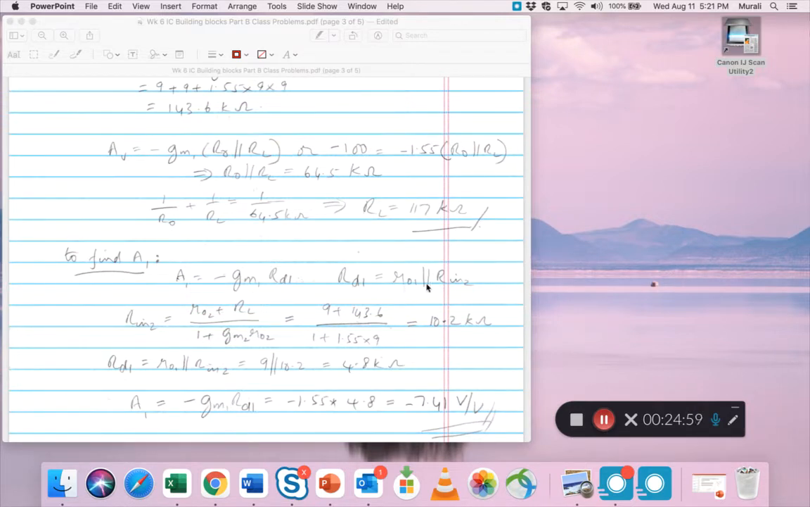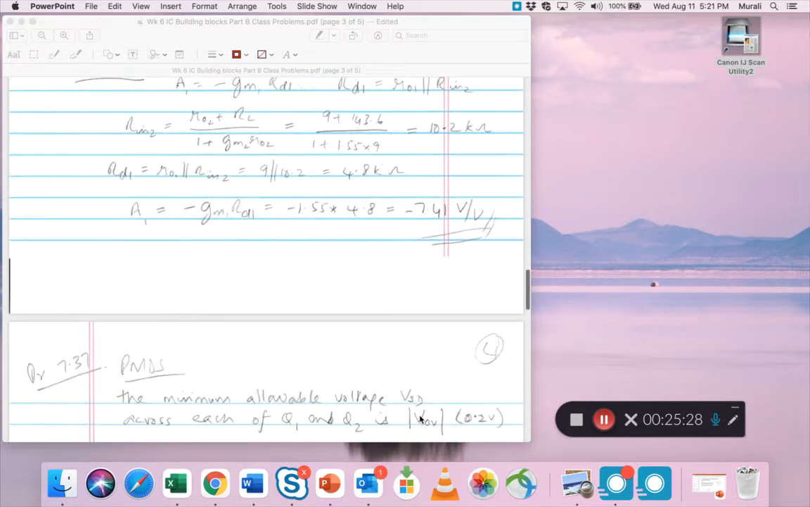RD1 is RO1 in parallel with RN2. RN2 has this formula, we have seen this before. You see this factor in the denominator, about which we read a little more. So using this formula, you get this to be 10.2. Then RD1 becomes 4.8 as shown here. Finally, gain is minus 7.41.